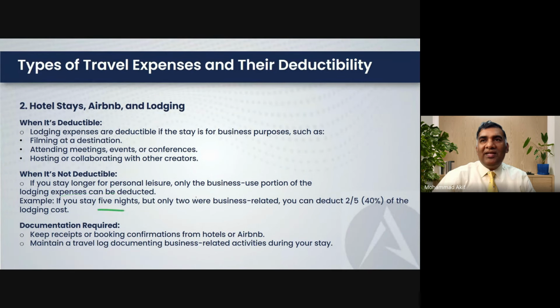If you stay 5 nights and only 2 were for business, you'd only deduct 2 out of 5. That's 40% of your lodging cost. Again, documentation. The trick is how you can make the weekend deductible. That's the trick here, and it is all doable.